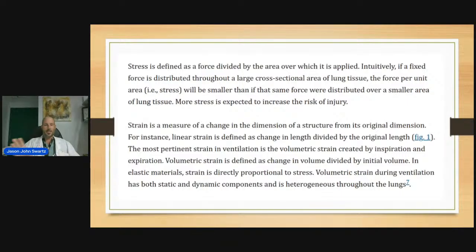And then strain is looking at the change in the dimension of the structure. So we're talking about volumetric strain, and we see that the volumetric strain during ventilation has both a static component, right? So you can also over distend if your PEEP is way, way too high for nothing. So you can have this static strain, and then after, obviously, you have the breathing cycle. So you have a static strain that occurs as well as a dynamic component.